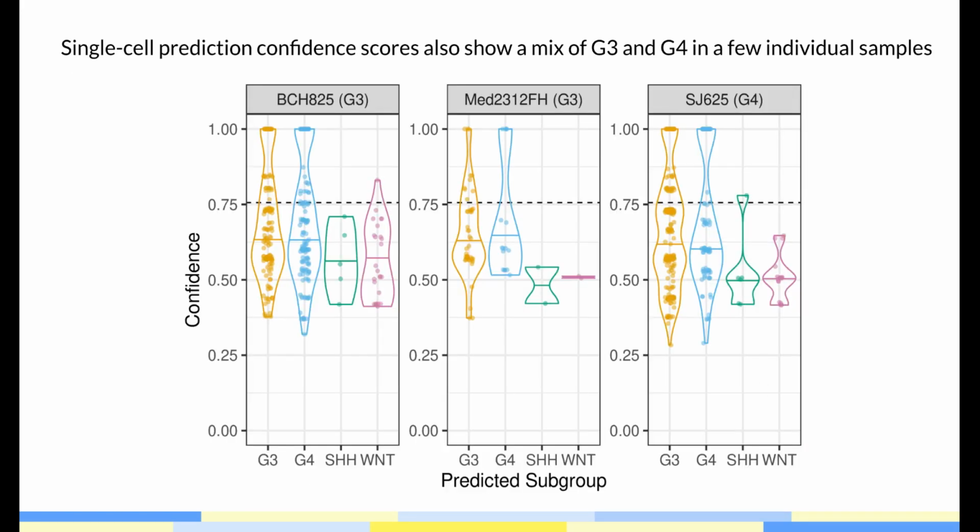Our single-cell prediction confidence scores also show this mix of Group 3 and Group 4 in those 3 samples that were highlighted earlier. In this case, confidence is the reliability of the subtype prediction, and the dotted line at about 75% represents that 75% of the prediction score matches this subtype. So if we take a look at this first panel, for example, you'll see that Group 3 and Group 4 are quite comparable when it comes to their confidence scores across repeats. And the same is happening in the other panels. So there seems to be a very nice mix of Group 3 and Group 4 in these individual samples.